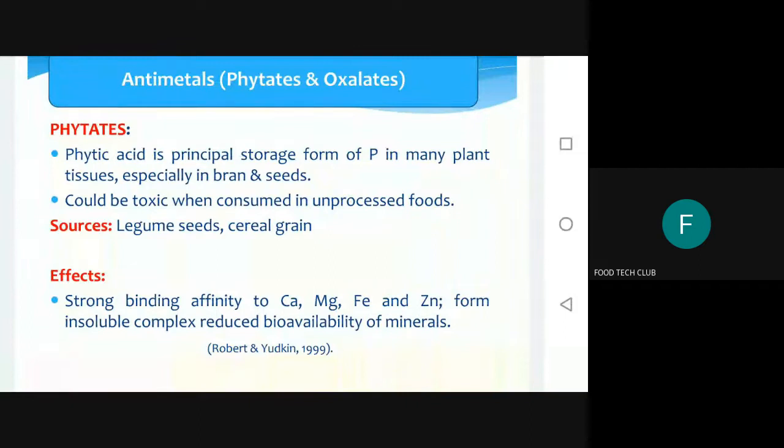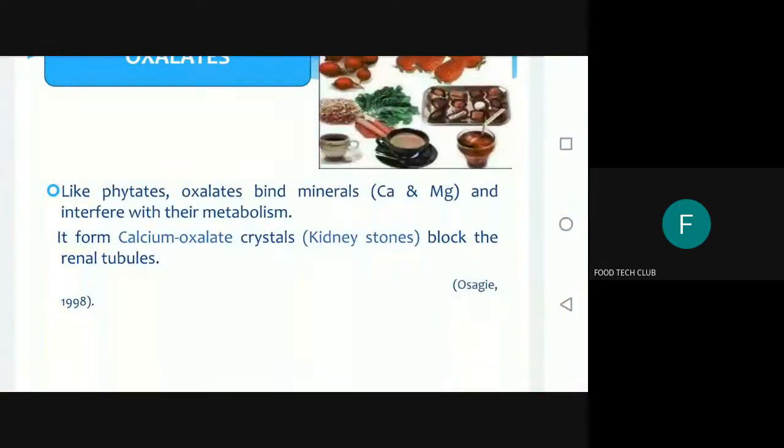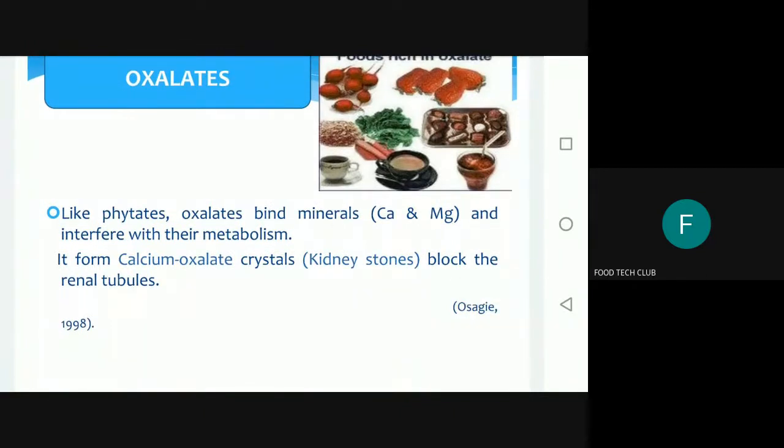Phytate is the principal storage form of phosphorus in many plant tissues, especially in bran and seeds, and it could be toxic when consumed in unprocessed foods. When it is present in the body in large quantity, obviously it will interfere with the absorption of calcium, magnesium, iron, and zinc. Oxalates bind with calcium and magnesium, and oxalate combines with calcium and forms calcium oxalate crystals, which are actually known as kidney stones.